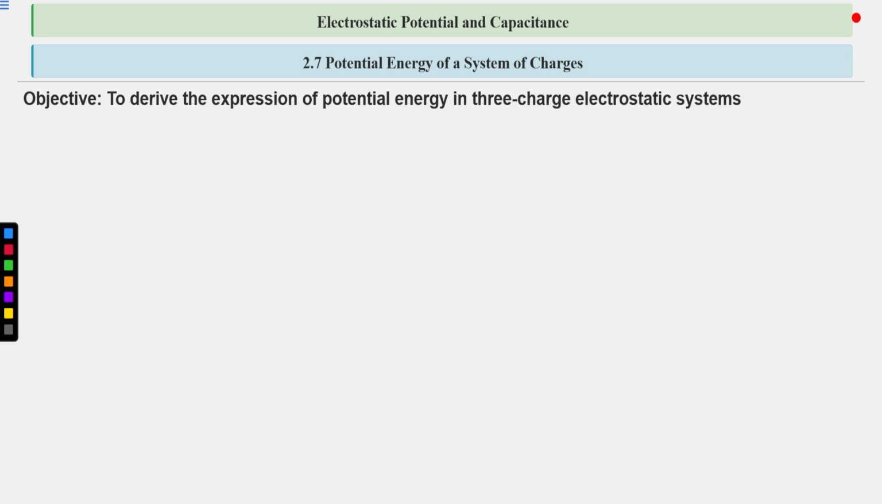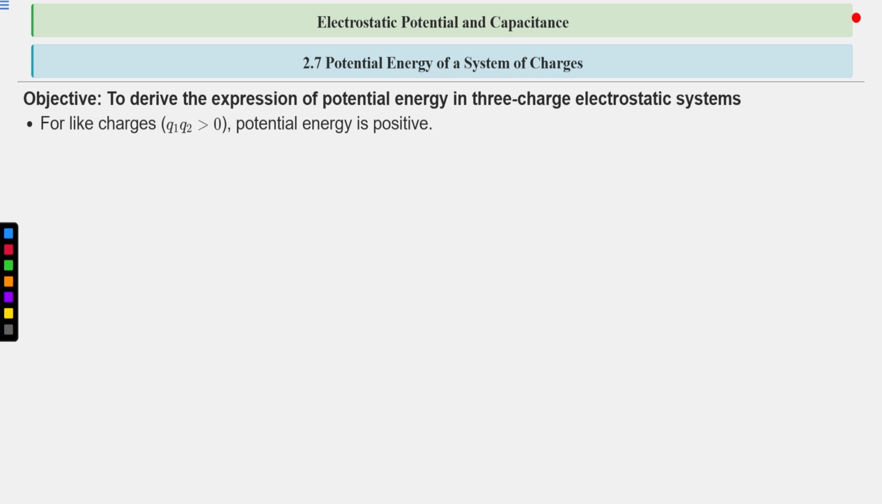Now, to derive the expression of potential energy in a three-charge electrostatic system, we have seen the two-charge system. Now, what we will see is the three-charge system. The concept is the same, but an additional charge is being introduced.